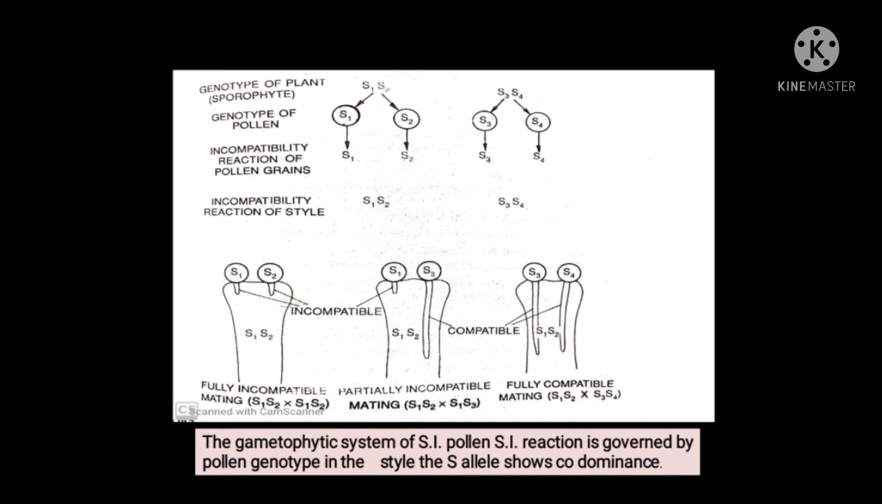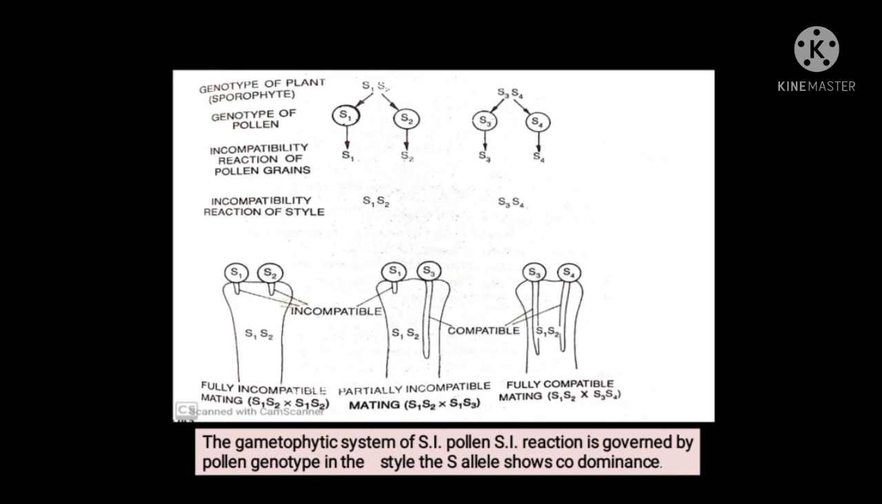While you observe the middle picture, the pollen shows S1 and S3 alleles, while in the stylar region there is the presence of S1 and S2. That means the S1 present in the stylar region shows codominance. The other S2 which is present is not compatible with that S3, that means it is incompatible, and that is why the S3 in which germination takes place shows partial incompatibility.